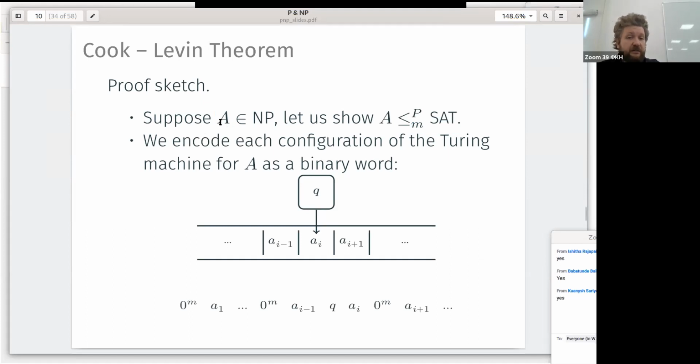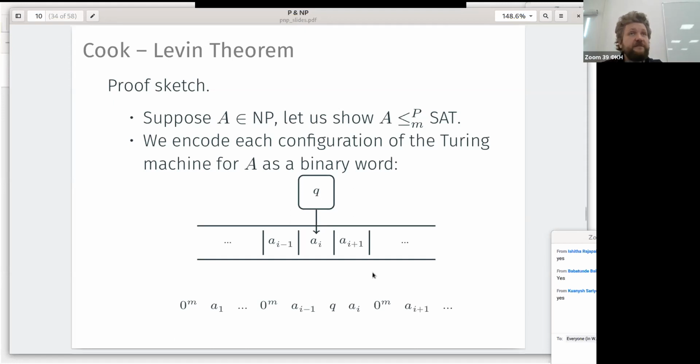So A is solvable by a non-deterministic Turing machine. We use definition 1. And we encode each configuration of the Turing machine as a binary word. So M here is the number of bits. We encode each symbol as a byte of a corresponding length, where the length is, roughly speaking, the logarithm of the number of symbols in the alphabet. And Q also is encoded as a symbol.